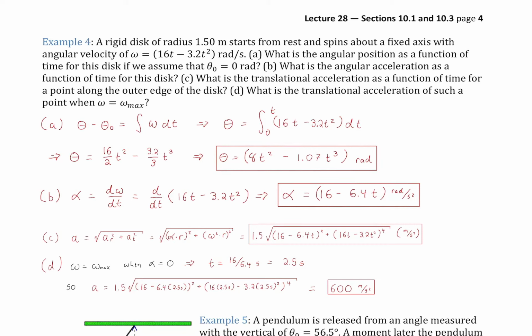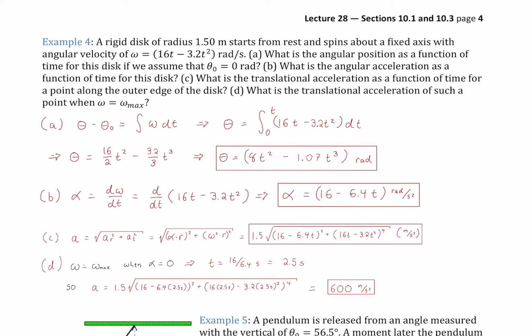At that particular moment in time, that is the total translational acceleration of a point along the perimeter of our disk, which is really fast. I guess it's a really fast disk of some sort. Maybe it's in some sort of high-tech machinery.